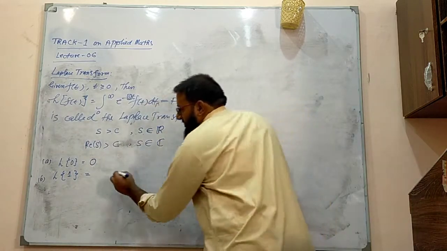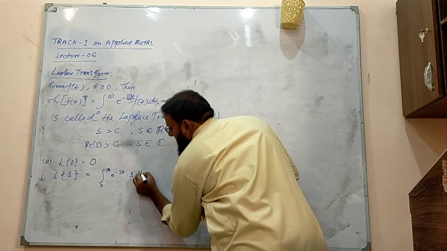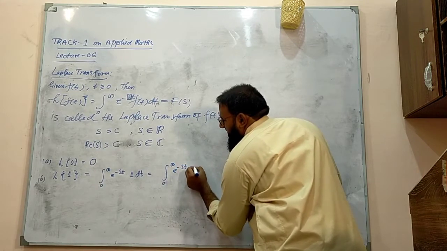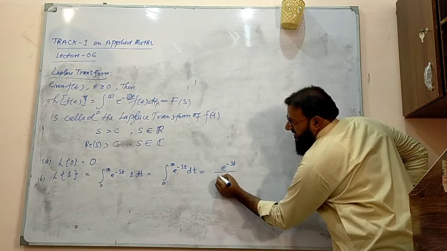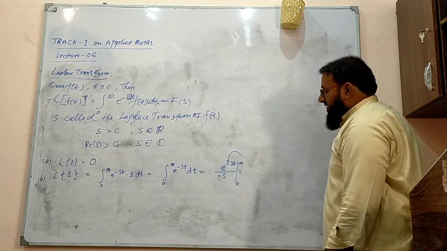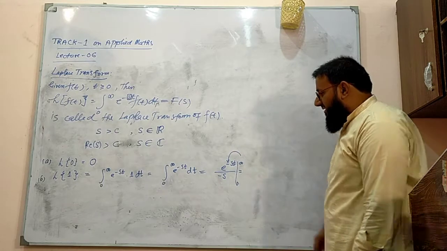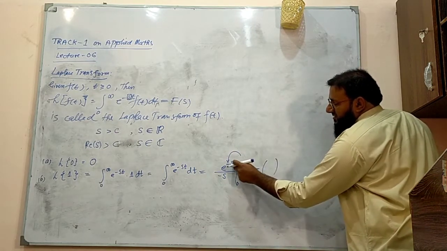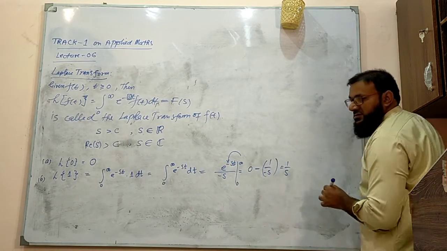You just put here 1, so that's 0 to infinity e raised to minus st and 1 dt, and you are left with 0 to infinity e raised to minus st dt. You just evaluate this integral. Integration is e raised to minus st divided by minus s. The limits are 0 to infinity. Infinity, this is the limit for t, not s. You put t equals infinity here, this becomes 0. 0 minus, you put t equals 0, this becomes e power 0, which is 1. So 1 over minus s, this becomes 1 over s.